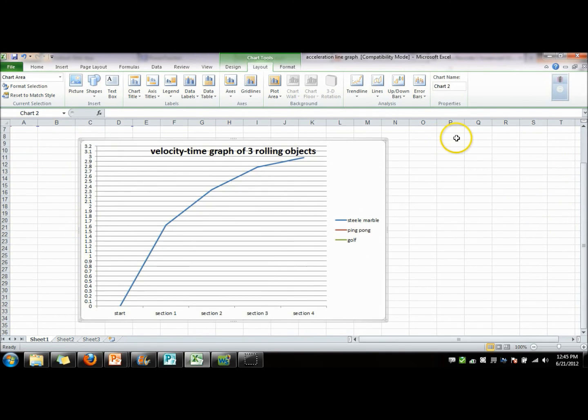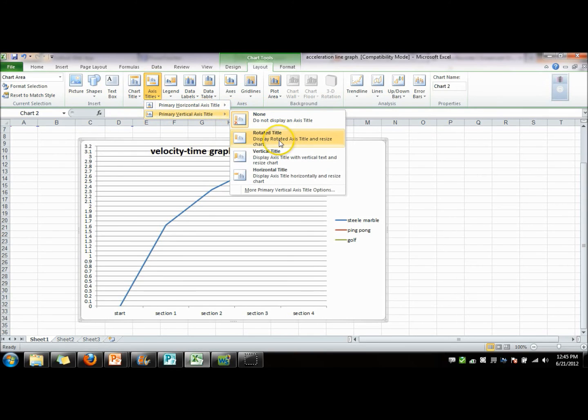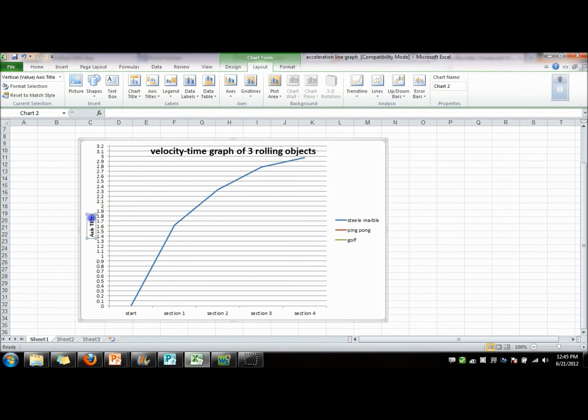So, to change the label for that axis, you need to go to Axis Titles. This is your primary vertical axis, and you should choose Rotated Title. And then you can click here, and you always put in the speed or the title and the units it's listed in, speed in meters per second. There we go.